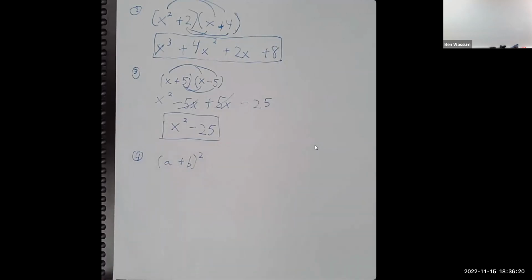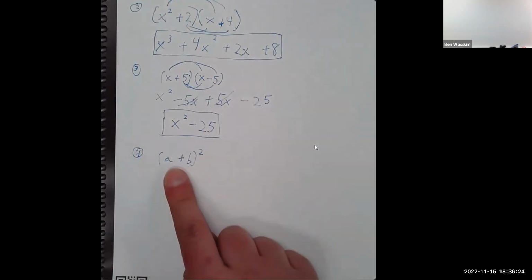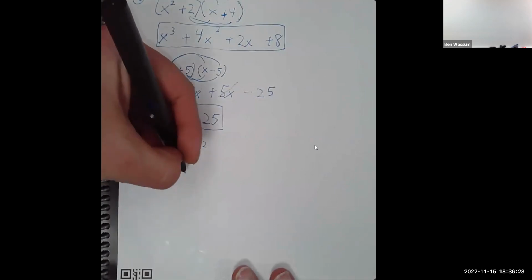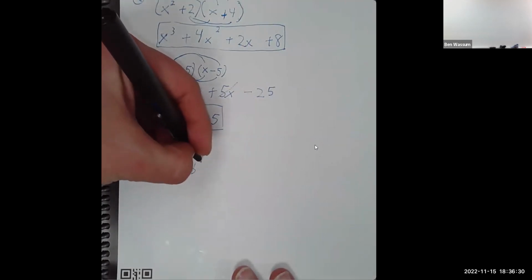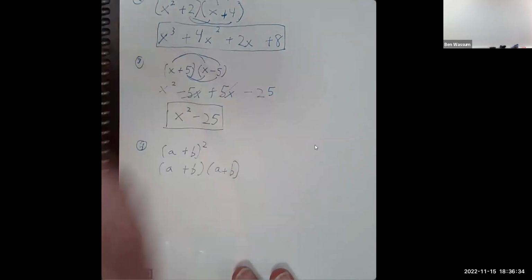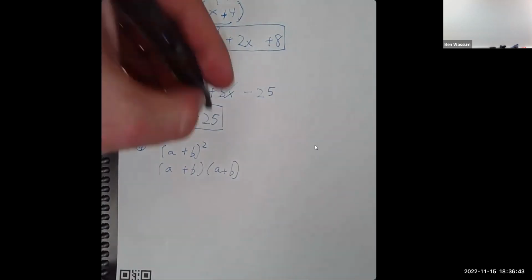So what you end up doing is, well, what does this exponent mean? It means I have this thing multiplied by itself twice. Well, that's what we're going to do. We're going to expand it out a little bit. And there we go. So we would do the exact same thing.